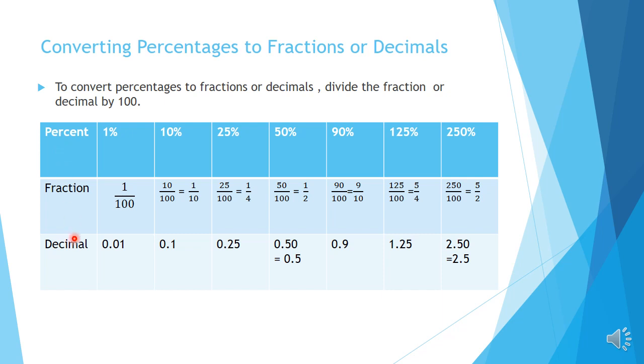So here we have 3 columns. One is for percentage, second is for fraction, and third is for decimal. And here we have different questions: 1%, 10%, 25%, 50%, 90%, 125%, and 250%. These percentages we have to convert to fractions and then decimals. So for converting percentage to fraction, we just now studied, we have to divide by 100. So 1, take the number and divide by 100. 1 by 100. And 1 by 100 we can write as decimal. As you know, when you divide 1 by 100, we are getting 0.01. 2 decimal places will come in the answer. So we are writing 0.01.